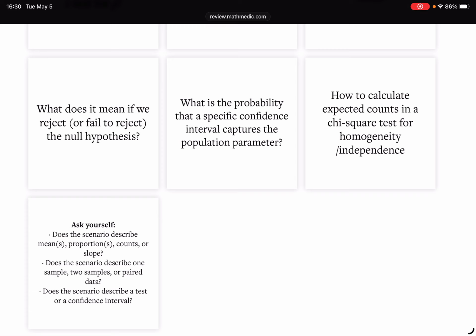Is it for proportions or for means? And if it's the other unusual ones like counts, we know it's chi-squared. Slope, we know it is going to be those regression lines.